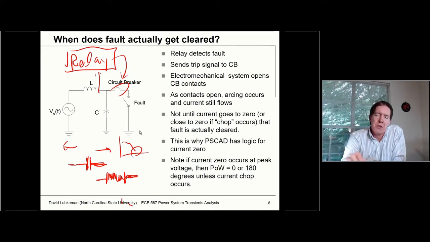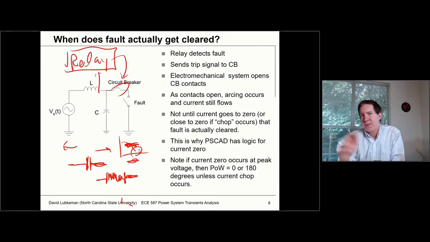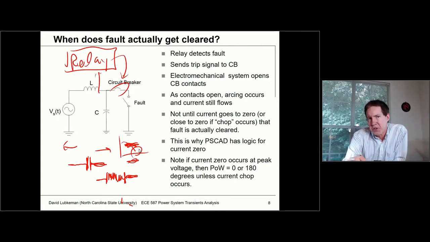Now, one thing that can happen, especially with vacuum breaker technology, is that it may not wait until a natural current 0. It's actually possible that the circuit could be interrupted when the current's pretty small, maybe some value like 5 amps or 10 amps or so. And that's what's referred to as a current chop.